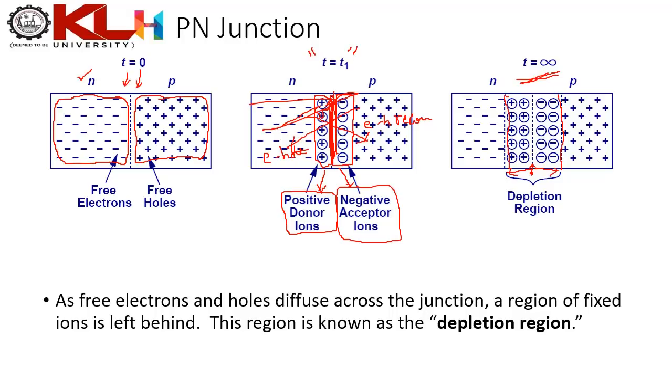They are very tough, they are immobile, and they don't actually move. Their mobility is very low. So this region of fixed ions is known as the depletion region. This region in the vicinity of the interface, which is now filled up with ions, is called the depletion region. Now a beautiful phenomenon takes place.